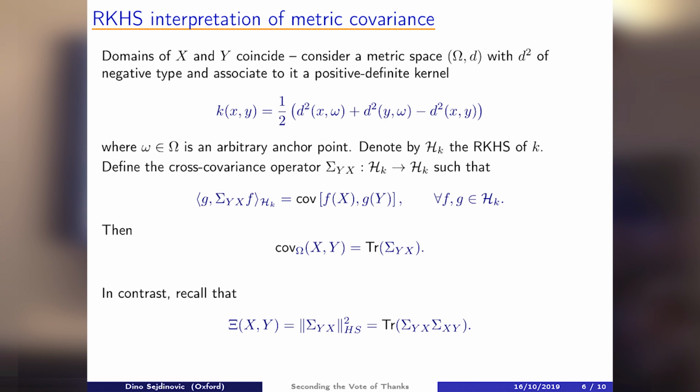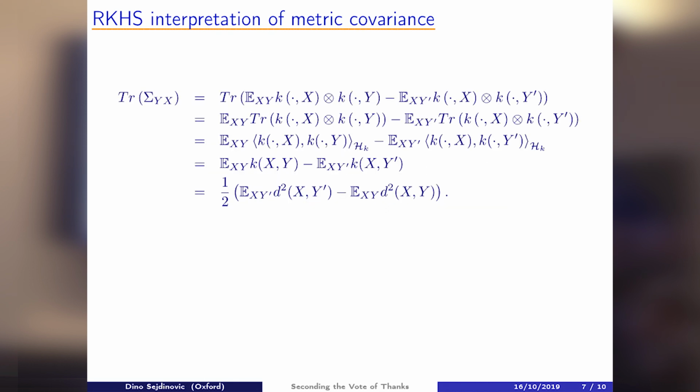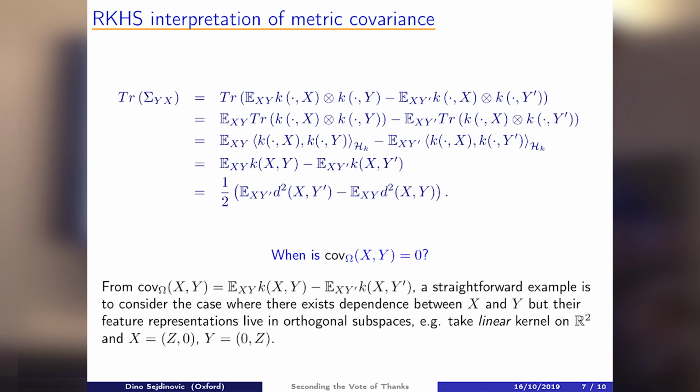So Shaheen has observed something very similar in his talk. So in contrast, we recall that distance covariance is actually the squared Hilbert-Schmidt norm of this operator, which is the trace of Σ_yx Σ_xy. Okay, so the proof of this is actually trivial. It just hinges on linearity of trace and the fact that the trace of the outer product is the inner product. But now we can sort of try to understand a little bit more the properties of metric covariance, and in particular when it is actually zero. And Shaheen also gave an example of that, so we had a very similar line of thought.